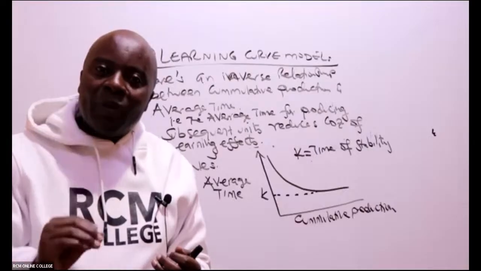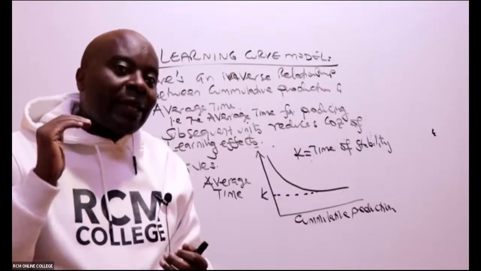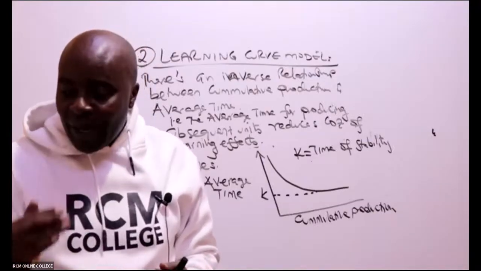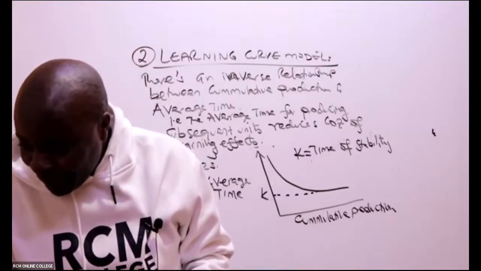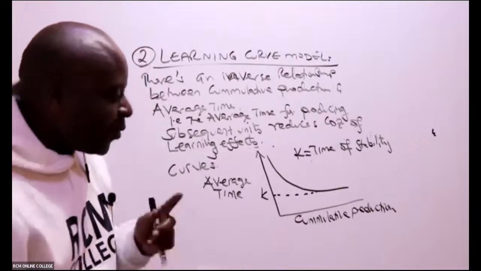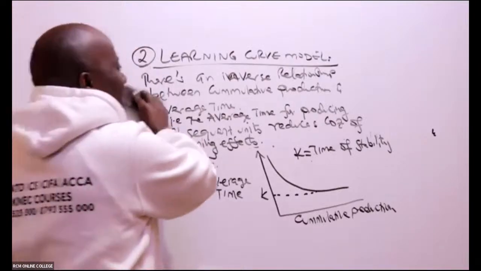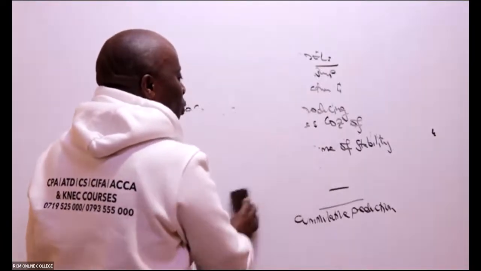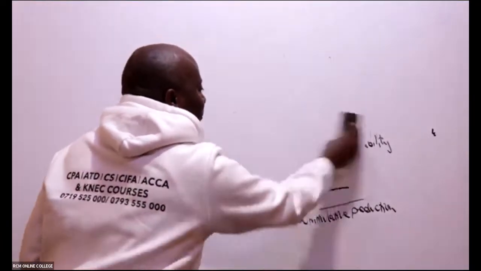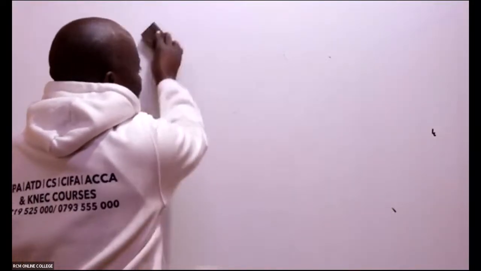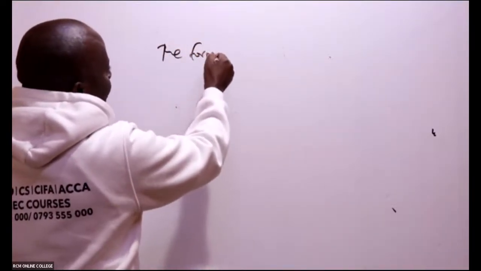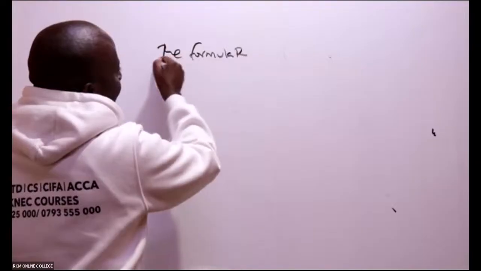But ladies and gentlemen, this learning comes with subsequent units, especially if you're producing very similar goods. Now, as we go to our past paper, what are we supposed to be knowing about this learning? What you're supposed to know, ladies and gentlemen, is the formula. Once you appreciate the formula very well, then you are done.